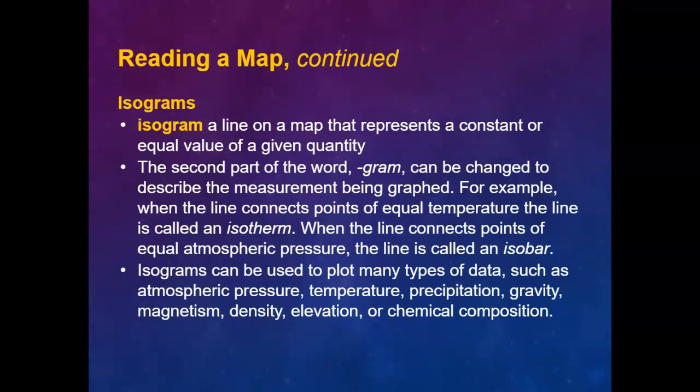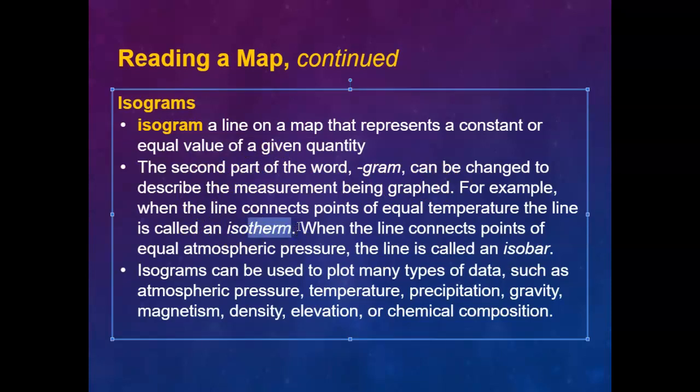Okay. Another couple of things here. On your notes, it says important map parts that I want you to be aware of before you come to class. One of them is called an isogram. An isogram is a line on a map that represents a given value or quantity. So gram can be changed to describe the measurement being graphed. So let's say, for example, we're looking for lines of equal temperature. We'd say an isotherm. If we were looking for lines of equal pressure, we'd say isobar.